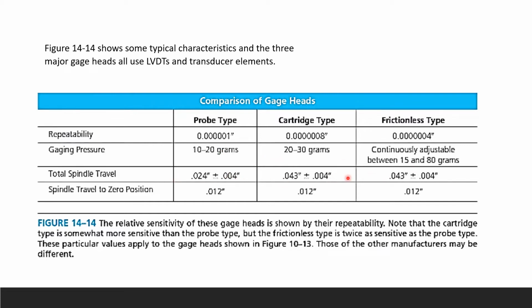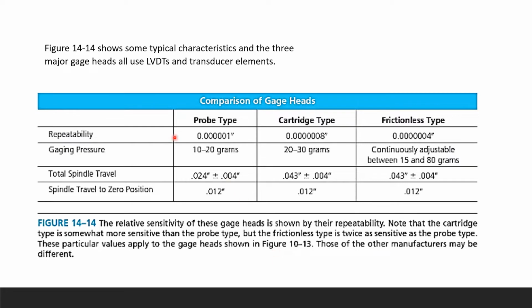Your spindle travel, you don't have to know all of that. That's just happening inside of the head. And then the spindle travel, the 0 position, is about the same. So this is just showing you the relative sensitivity of these gauge heads. Okay.